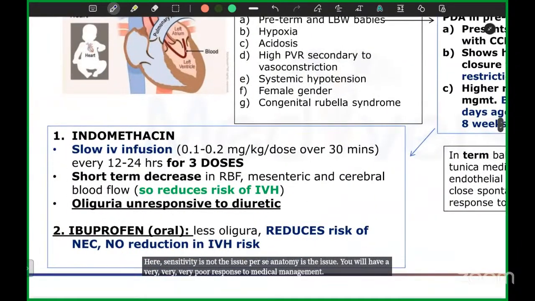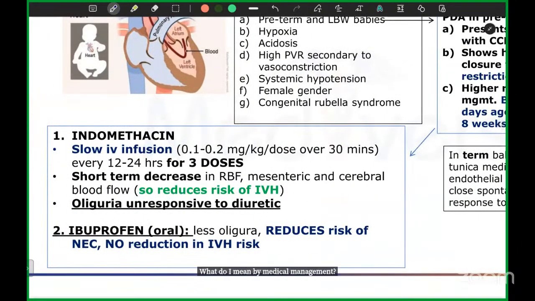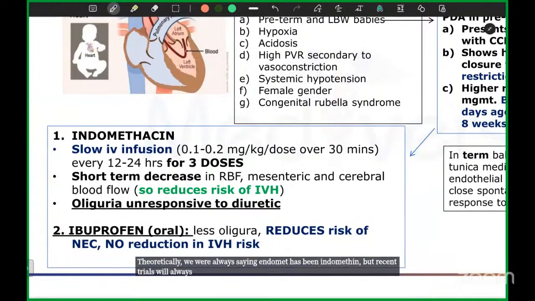What do I mean by medical management? There are two drugs which are tried. Just the name of the drugs: indomethacin, ibuprofen. Theoretically, we were always saying indomethacin, but recent trials will always show you that ibuprofen is better.